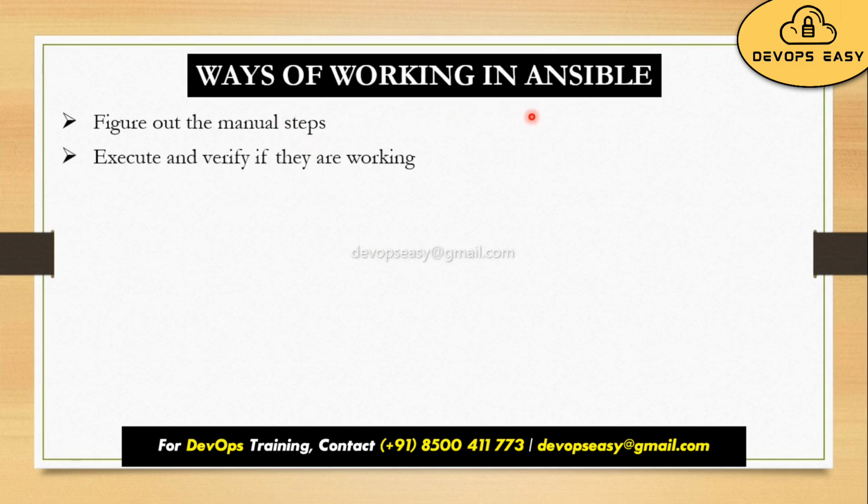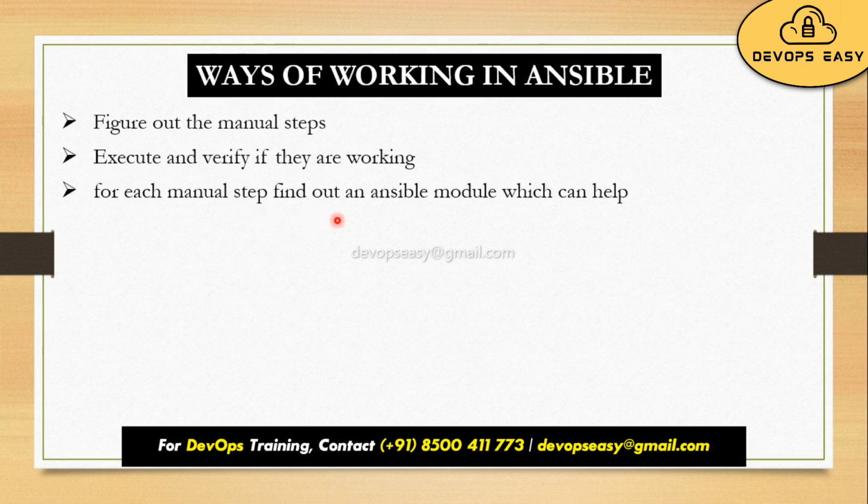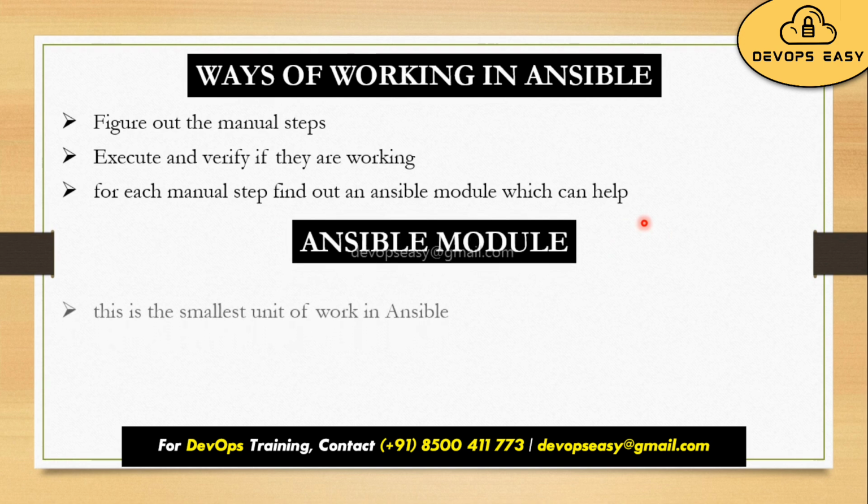So now how to work in Ansible? First you need to figure out how to do it in manual steps. Then you need to check manually whether it is working or not. Then for each manual step you need to find out the Ansible module which can help. I want to create a text file. I know how to create a text file using the touch command. So I am figuring out the module which I want to use for creating a text file. What I did, I just Googled it: create text file using Ansible. Then I got a module called the file module. Using that file module, I have taken the example and created the playbook.